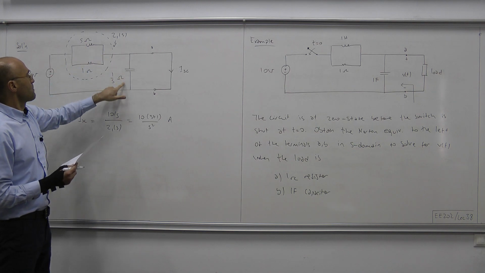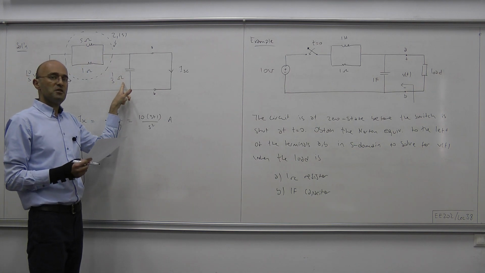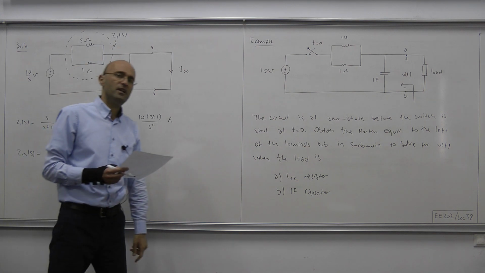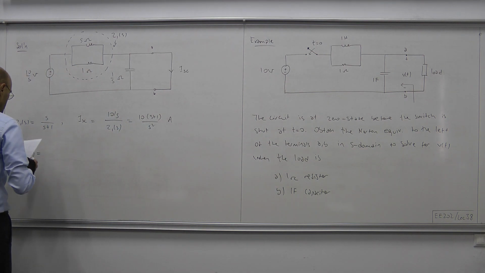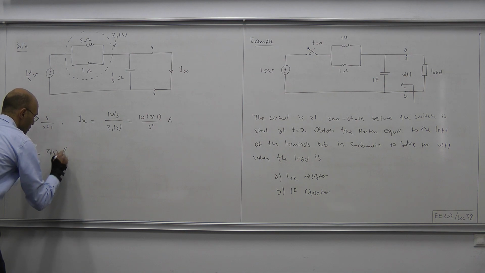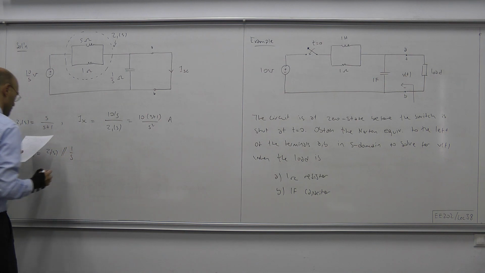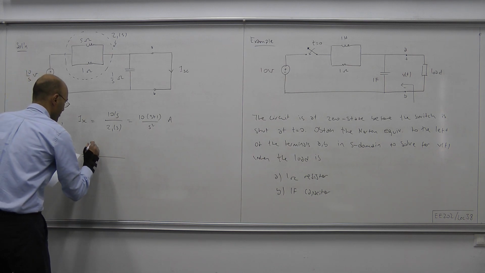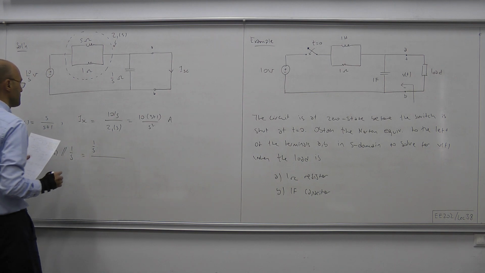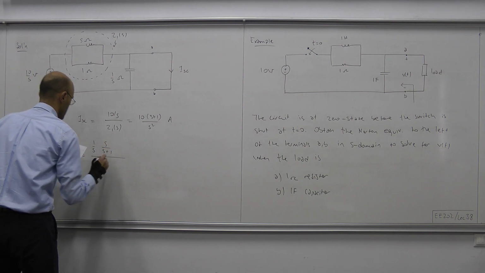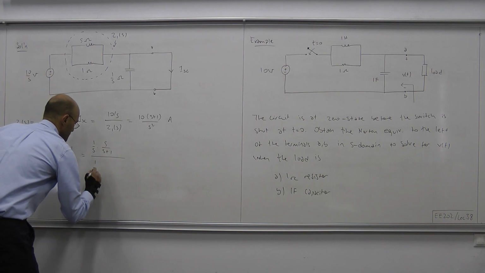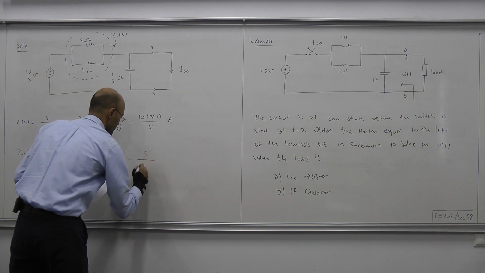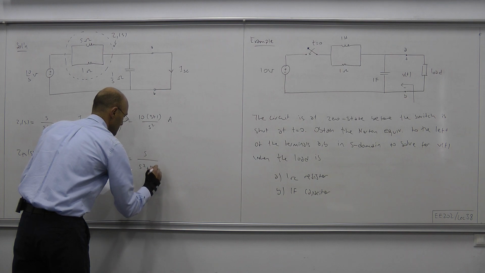Now, if you kill the source, killing it means replacing it with a short circuit. What we have is Z1 connected in parallel with this impedance 1 over S. Therefore, Z1 parallel with 1 over S is our Thevenin impedance. So Thevenin impedance is Z1 of S connected in parallel with 1 over S. And that equals 1 over S times Z1, which is S over S plus 1, divided by 1 over S plus S over S plus 1, and that equals S over S squared plus S plus 1.